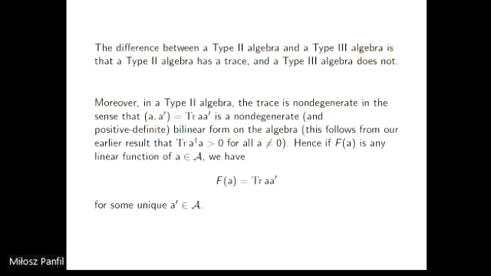The difference between type 2 and type 3, or at least the difference that's important for today, is that a type 2 algebra has a trace and a type 3 algebra does not. Moreover, in a type 2 algebra, the trace is non-degenerate. So if f of a is any linear function on the algebra, it's the trace of a times a prime for some unique a prime in the algebra.